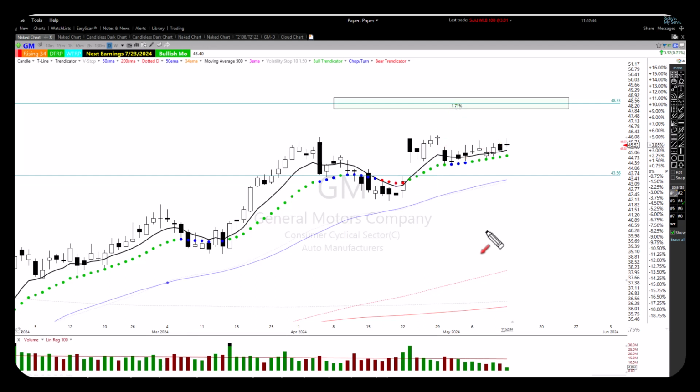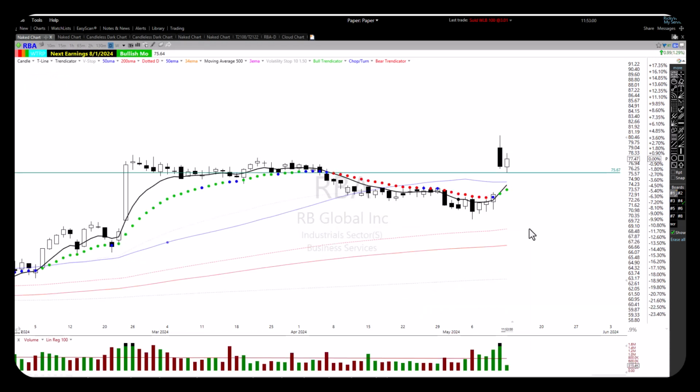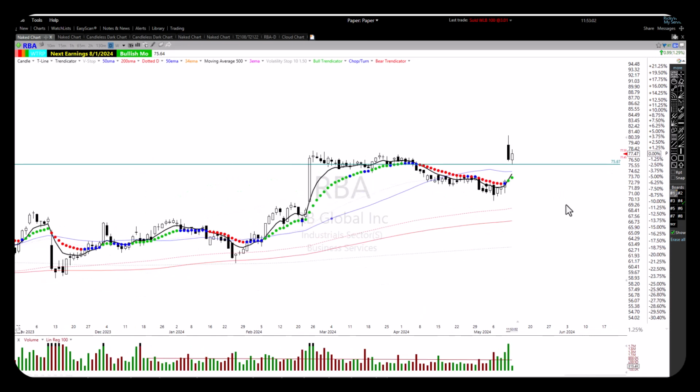So please keep in mind that, if you're looking at a trade, it may not go to your target right away, and it may take a little bit of time. Take RBA as an example.